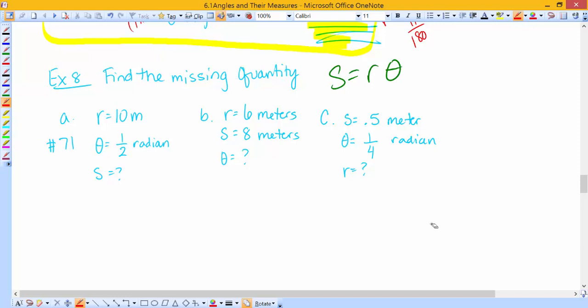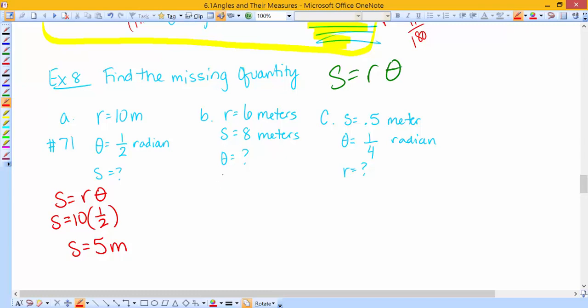Relatively quick, you're just plugging into the formula based upon what you are given. So here I'm looking for S, and I'm given the radius is 10 meters and a radian of 1/2. So thank goodness this is already in radians. So S equals R times theta. R is 10, theta is 1/2. So my arc length is 5 meters. So nice distance there, worked out good for us. Now let's move on to the next one.